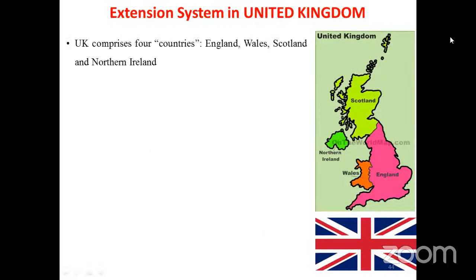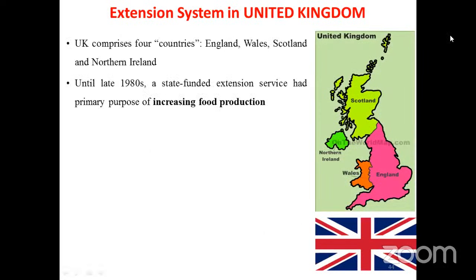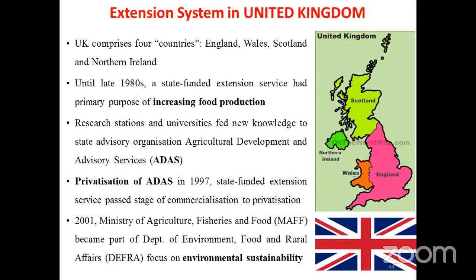Now moving on to the United Kingdom. It consists of 4 countries basically, and there the main purpose of state extension earlier was only increasing food production, which had an agricultural department and advisory services. In 1997, it got privatized, so state funding was stopped, and they moved from commercialization to partial privatization basically.